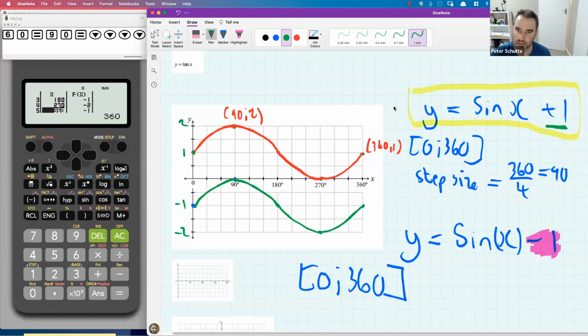And so if I call this graph, top one is F, and let's call the bottom one G, and this is F, and this is G, and then I could label that point. I could also label this point.